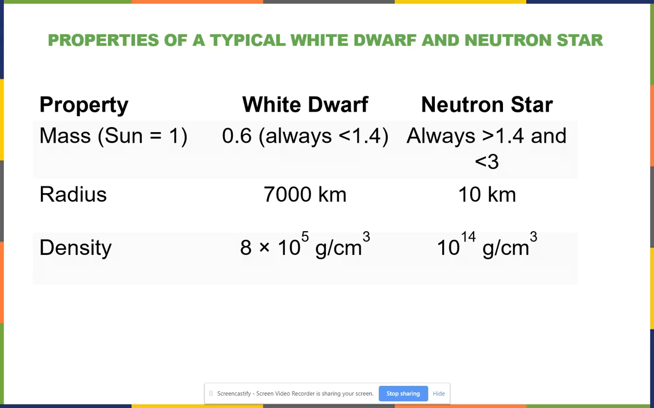What do we call that number, 1.4 solar masses? Yeah, the Chandrasekhar limit. Chandra, yeah. He's the one who calculated that at that mass, the core will collapse. You'll force electrons into the nucleus.